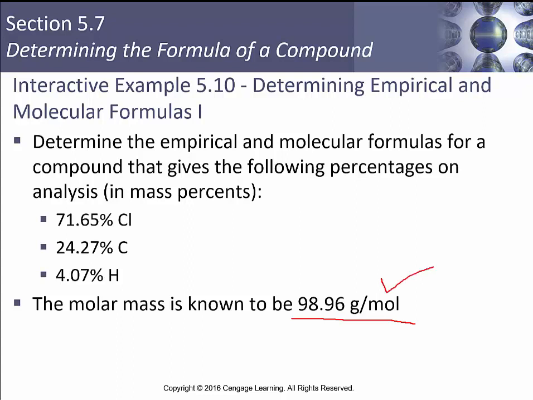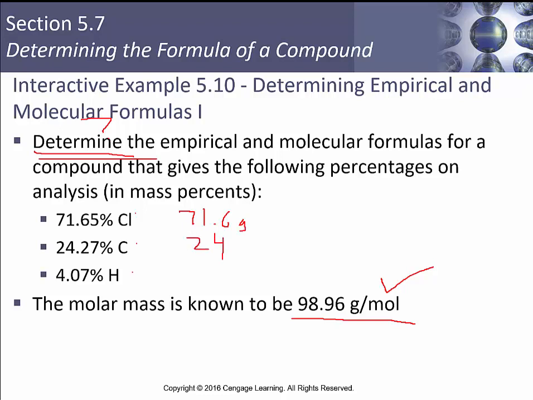Right? This is our determine, right? So that's where we're going to end up. Right? We've got our relative mass ratios. The first thing we're going to want to do is assume that you've got 100 grams, right? Because if you do 100 grams of sample and these are your mass percent, how many grams of carbon you got, right?